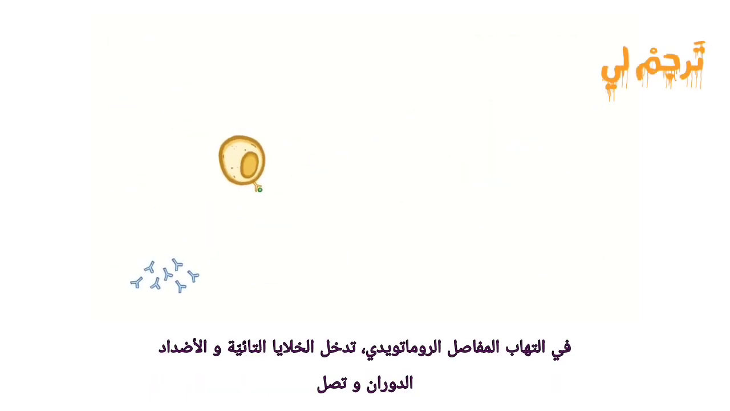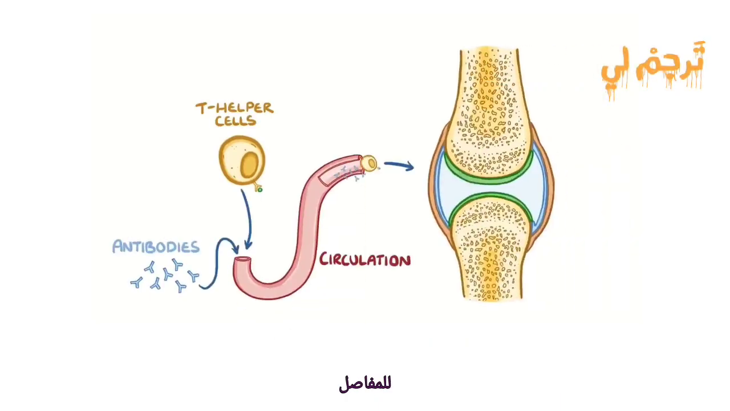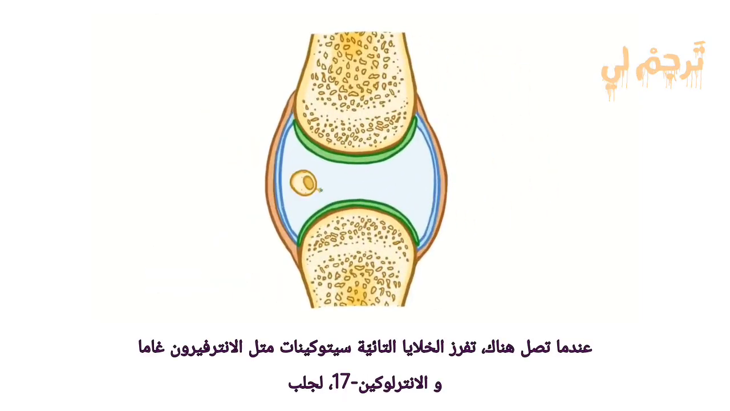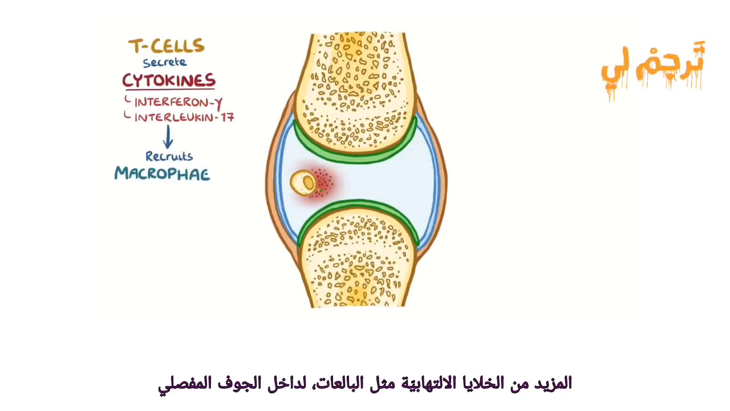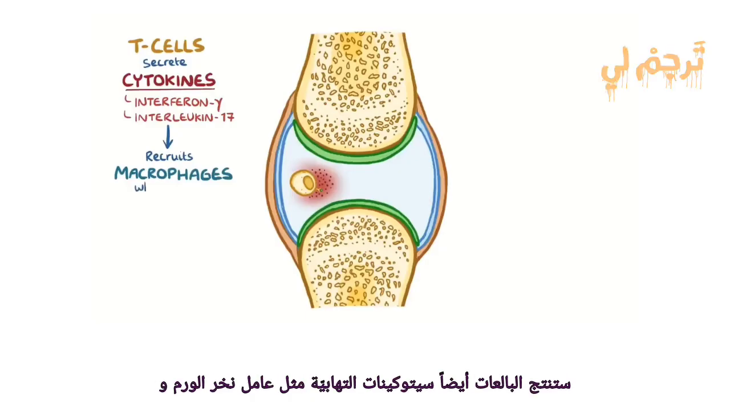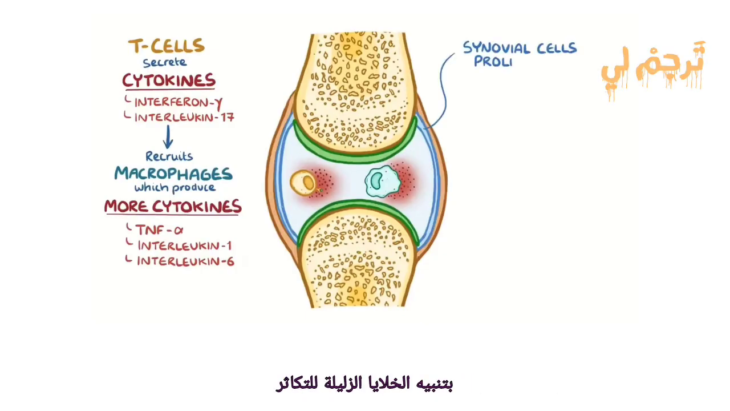In rheumatoid arthritis, T helper cells and antibodies enter the circulation and reach the joints. Once there, T cells secrete cytokines like interferon gamma and interleukin-17 to recruit more inflammatory cells like macrophages into the joint space. Macrophages will also produce inflammatory cytokines like tumour necrosis factor or TNF-alpha, interleukin-1 and interleukin-6, which together with the T cell cytokines stimulate synovial cells to proliferate.